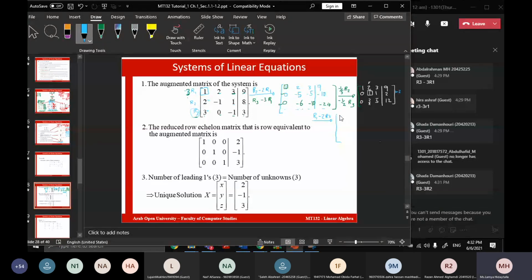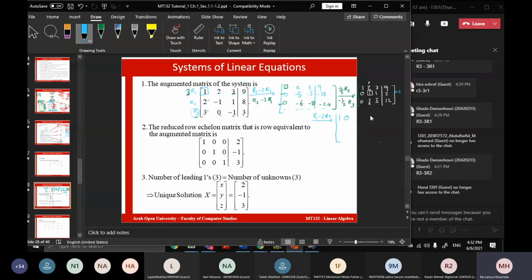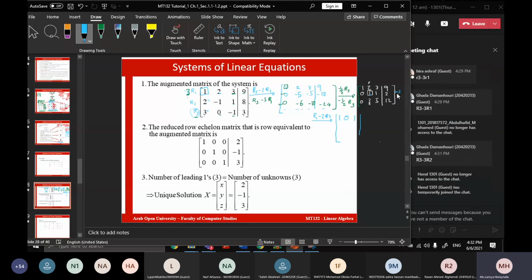So 1 minus 0 is 1. 2 minus 2 is 0. 3 minus 2 is 1. And this is the line. And then 2 times minus 2 is minus 4, 9 minus 4 is 5. Correct? And then this one you keep as it is: 0, 1, 1, and then 2.